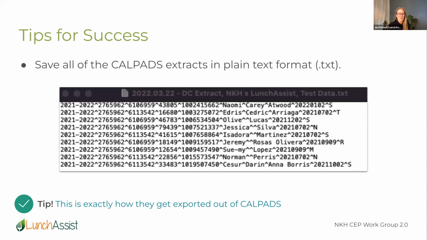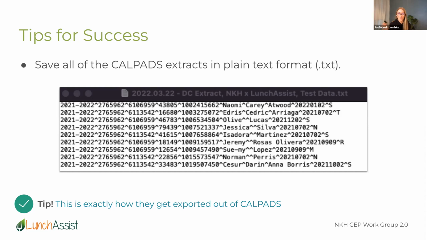So the first tip is to make sure that when you download your direct certification lists from CalPADS, that you save them in the .txt format. That's really important, and you probably just saw that on that S&P 71 application checklist. So this is something just to be mindful of. Keep your CalPADS extracts in the .txt format, and that's going to be helpful in submitting all of your data.